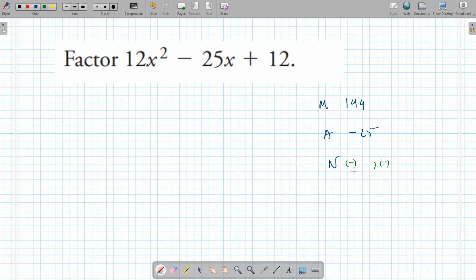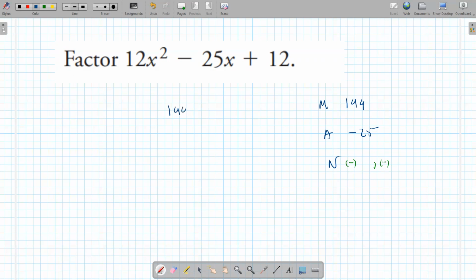Now what do we do with that information? Where do we begin? We know we can't have a positive number, which means you can't have anything greater than 25. One of your numbers cannot be 26, okay?